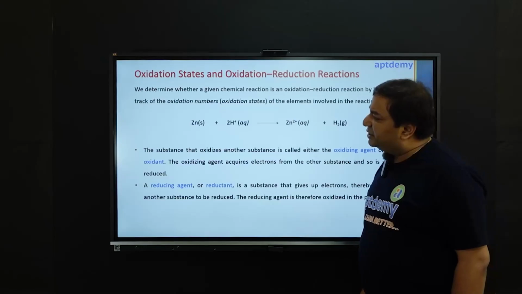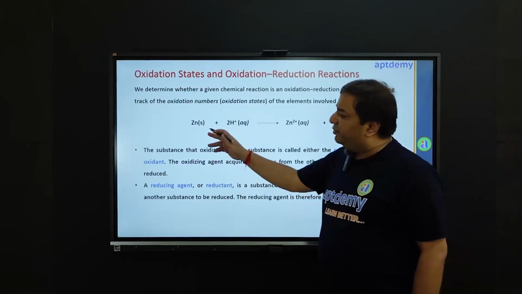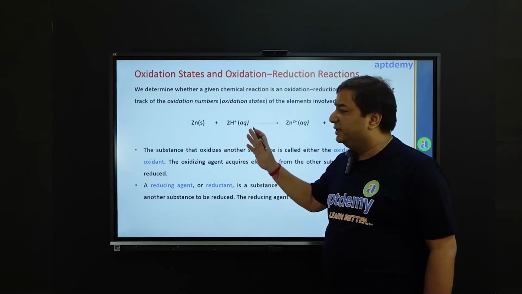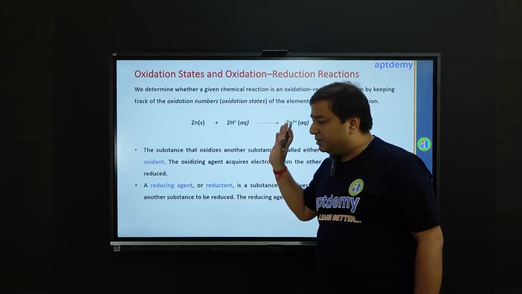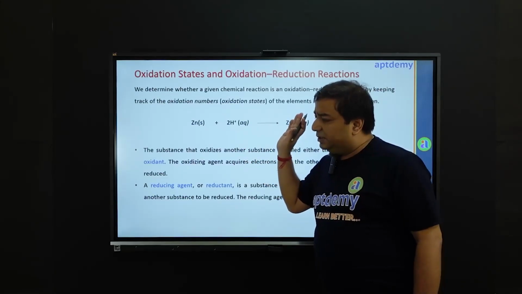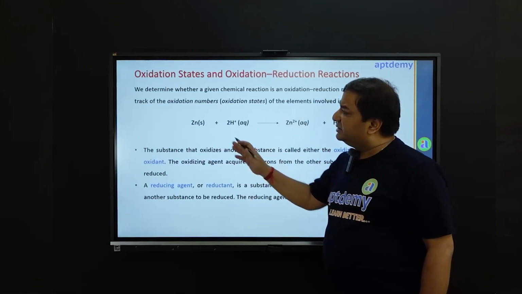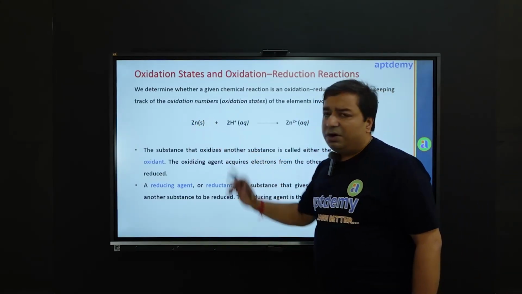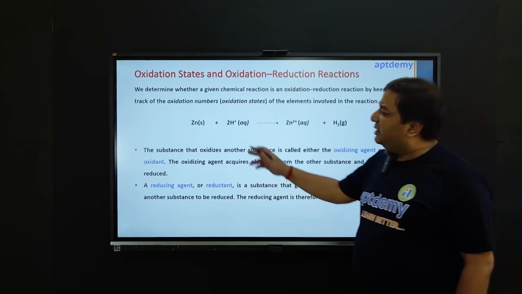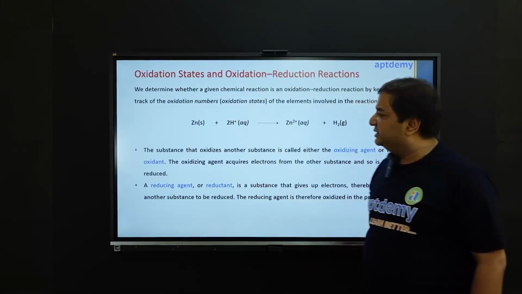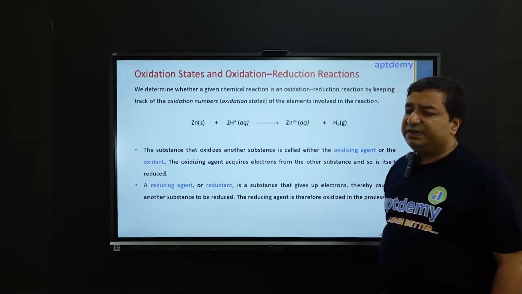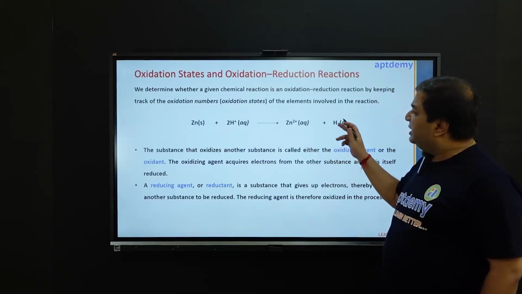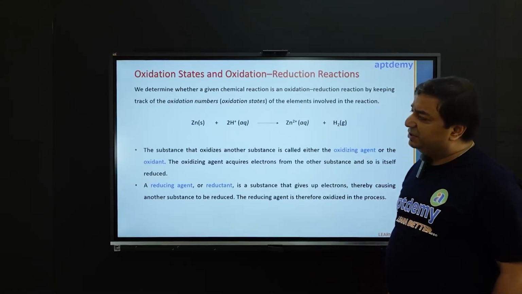So, how do we determine that? We have studied before the rules for finding out oxidation numbers of elements, anions or cations. When zinc is in its elemental state, it has 0 oxidation state, and the proton has +1 oxidation state, whereas zinc here has +2 oxidation state as a zinc ion, and hydrogen in its elemental state has 0 oxidation state.